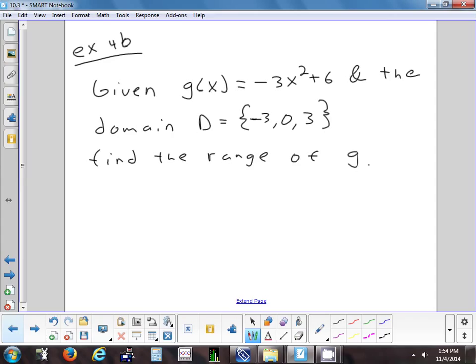All right, so this one, I want you guys to try it on your own. Okay? They give you 3 values in the domain, negative 3, 0, and 3. They want you to find the range. How are you going to find the range? What are you going to do with all 3 of these numbers one at a time? Plug them in for what? For x. Okay, plug them in for x one at a time and try the arithmetic. So give that one a shot on your own.